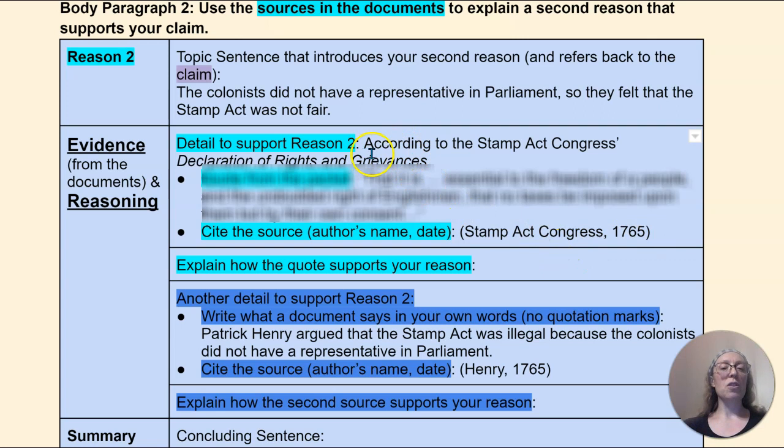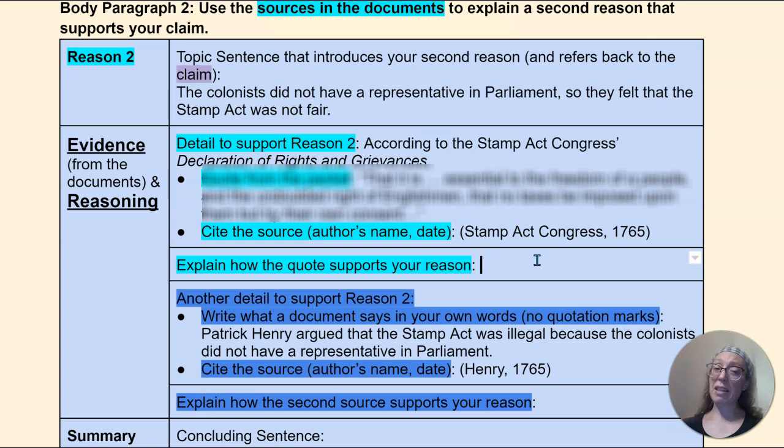So I have it introduced. My readers know where my quote is coming from. I cited it. Now I need to do the explanation. And here's where we get into, what do we say to explain it?